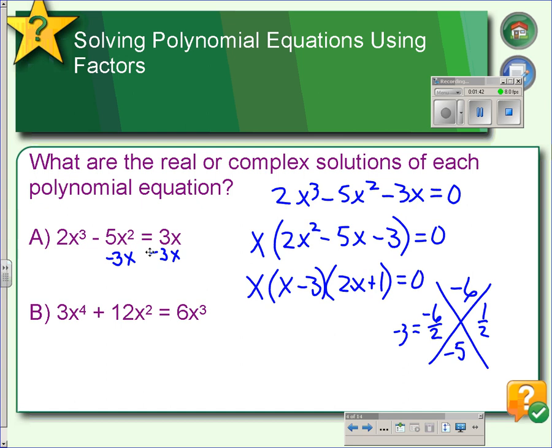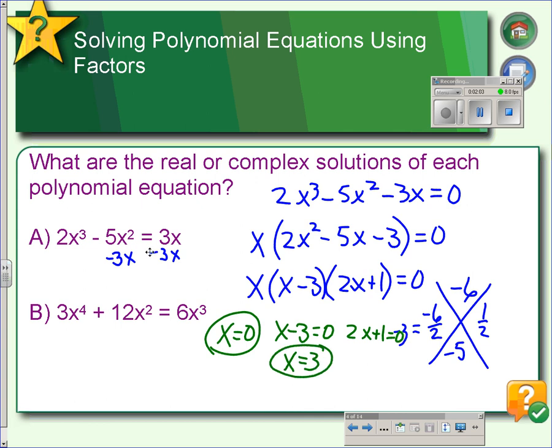And that equals 0. So now using the zero product property, we take each factor and set it equal to 0, and solve each of these linear equations. So the first one's already solved, x equals 0. Second one, we add 3 and we get x equals 3. Third one, we will subtract 1 and divide by 2, so we get negative 1/2. So those are our three solutions to this equation.